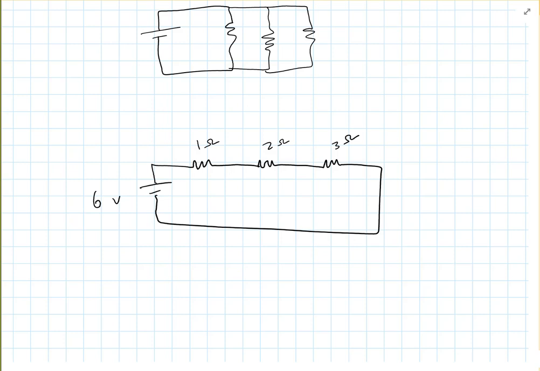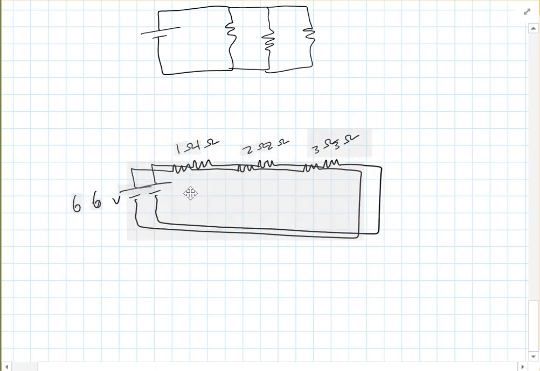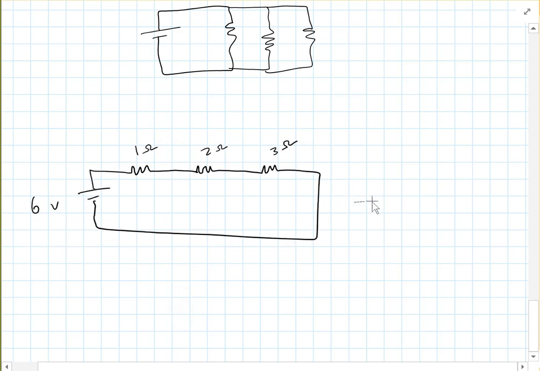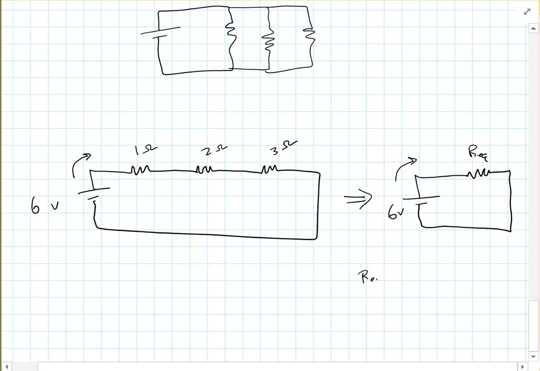So we could come up with an equivalent circuit. This is equivalent to this circuit. So the current is going to be the same in both of these. And what would R equivalent equal? This is a series circuit. So we add them up, right? 1 plus 2 plus 3, 6 ohms.